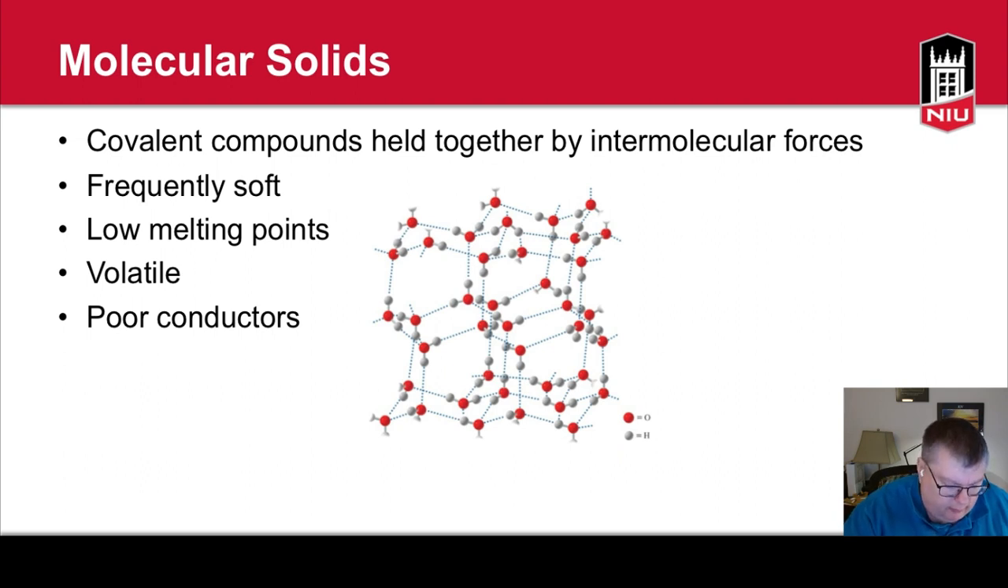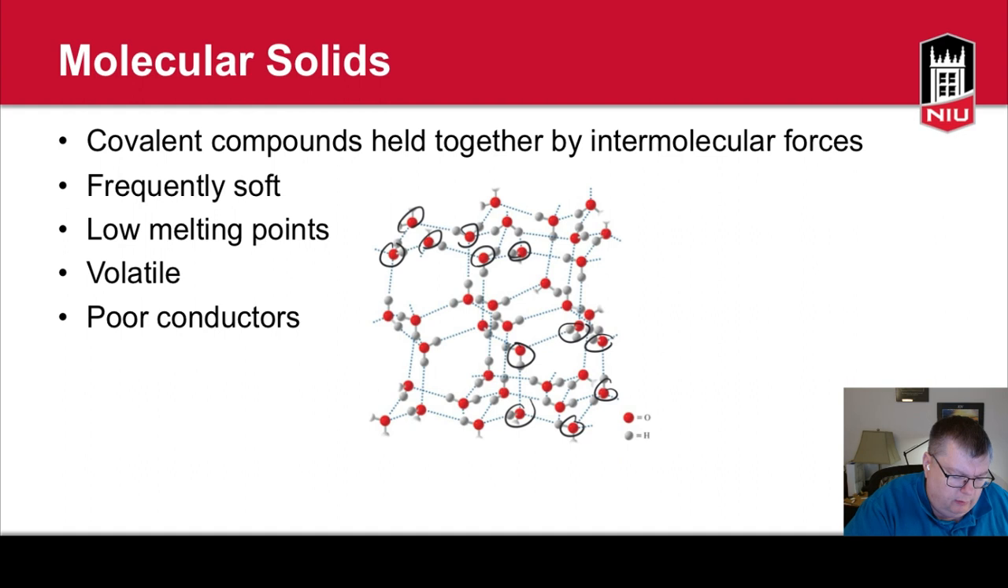a six-membered ring, and I started drawing on the wrong ring. Let's see if I can pick out the right ring. 1, 2, 3, 4, 5, 6. Well, I think there's something a little strange to this picture. I can't pick out the right one. There we go. That one's the right number.